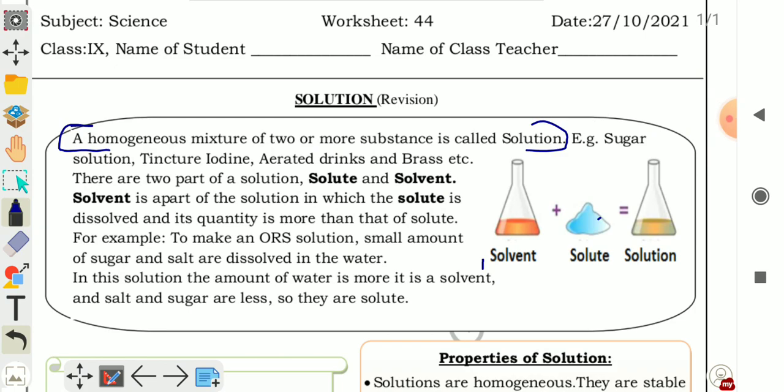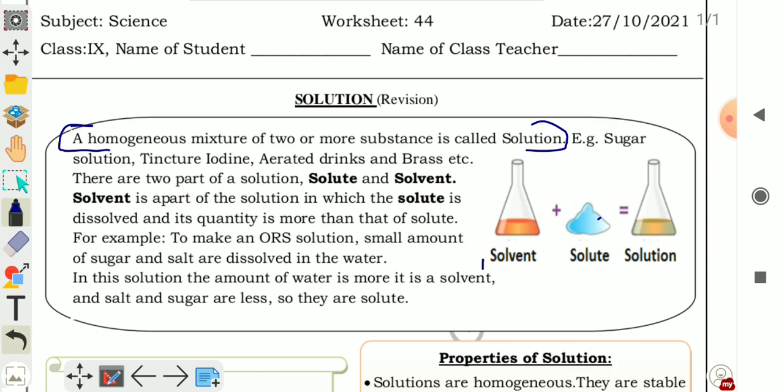In this worksheet we will revise solution. A homogeneous mixture of two or more substances is called a solution. What is a solution? A homogeneous mixture of two or more than two substances is called a solution. Examples are given to you.